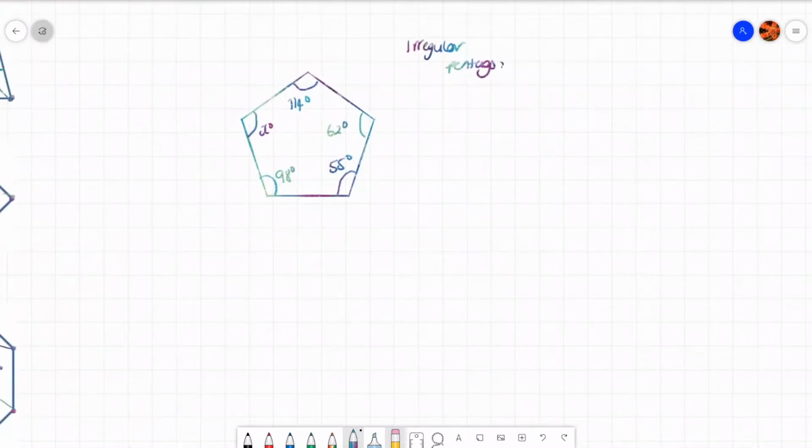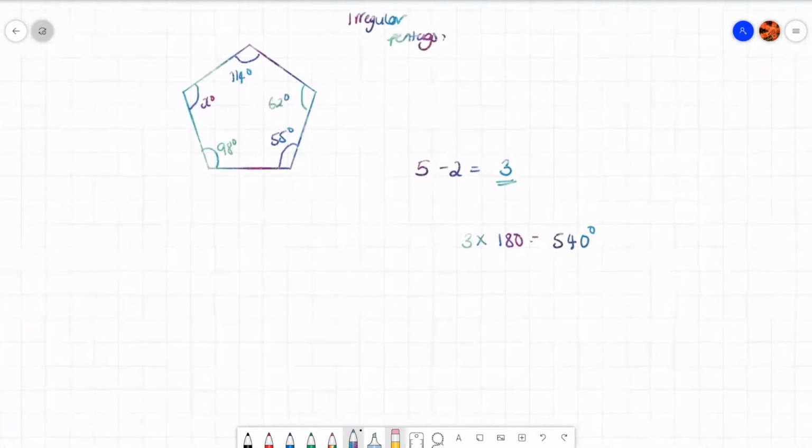Well, I know this is a 5-sided shape. I'm going to subtract 2 to work out the number of triangles. That's 3. I'm going to have 3 triangles in my shape. I'm going to do 3 times 180, which is 540 degrees. So it means that in my pentagon, the angles should add up to 540 degrees.